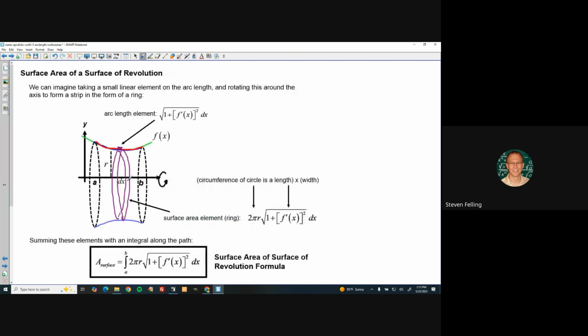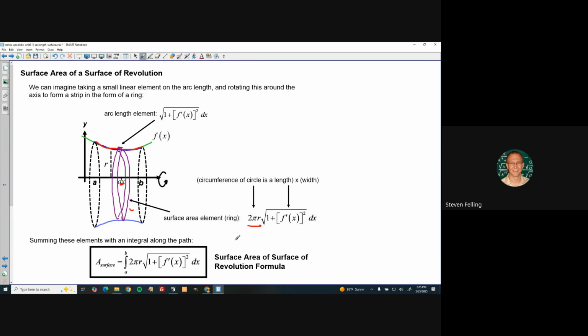So what we do is we take the dx, which is in our domain. When we multiply by the square root of 1 plus f prime squared, that scales it up to be a little piece, an element on the path length. Then we rotate that into a little strip of area. The way we do that is we take that little width and multiply by the length around the strip, which, because it's a circle, is the circumference 2 pi r.